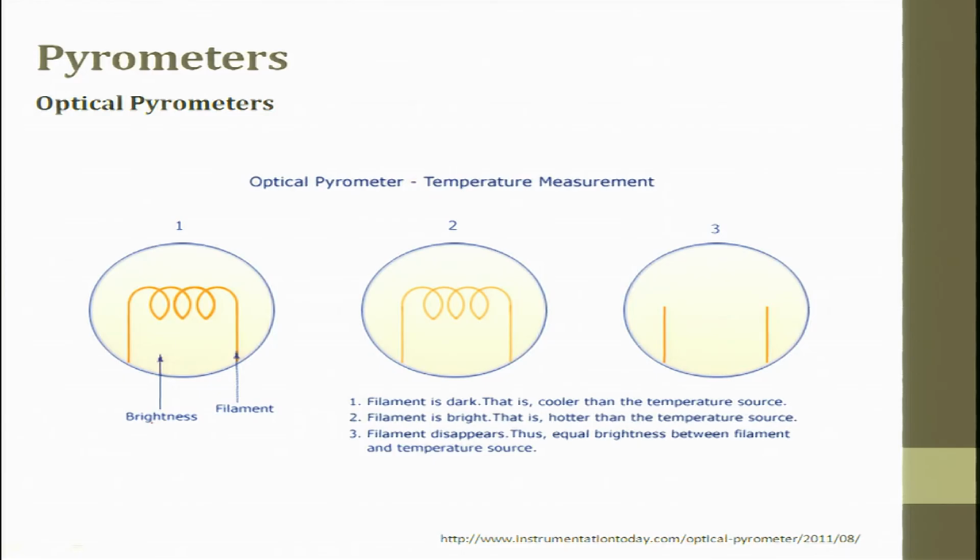So, here is an optical pyrometer. This is the brightness here, and this is the filament. If the filament is dark, that is cooler than the temperature source. If the filament is bright, that is hotter than the temperature source. If the filament disappears, then the brightness of the filament is equal to that of the temperature source. So, this is what is called the disappearing filament principle.